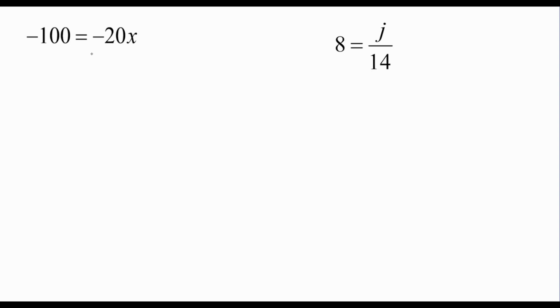Here again, I have negative 100 equals negative 20 times x. So again, I'm looking at the side with the variable. X is being multiplied by negative 20. So the opposite of multiplying by negative 20 is dividing by negative 20. So I'm going to divide both sides of this equation by negative 20.